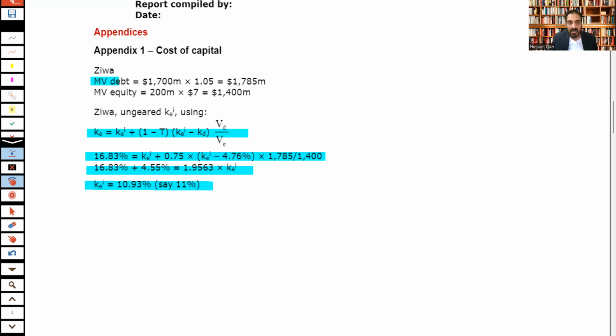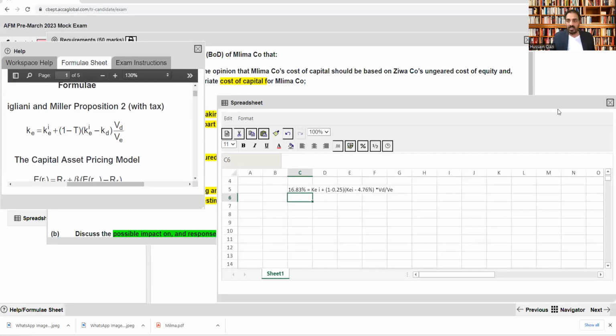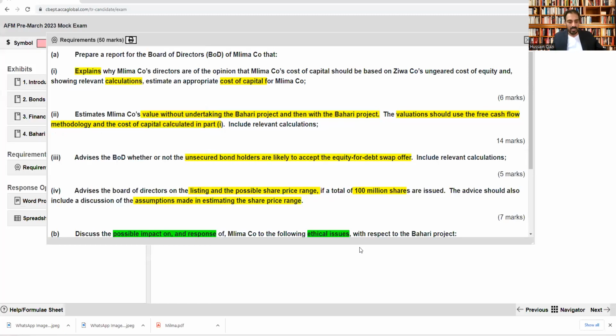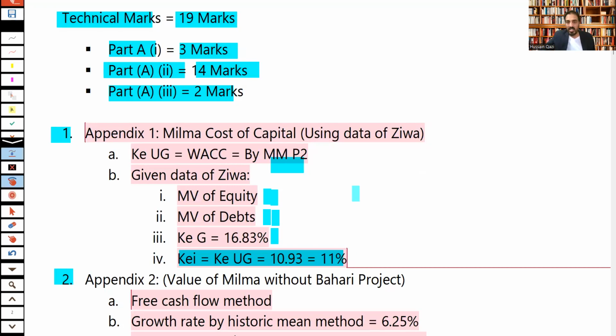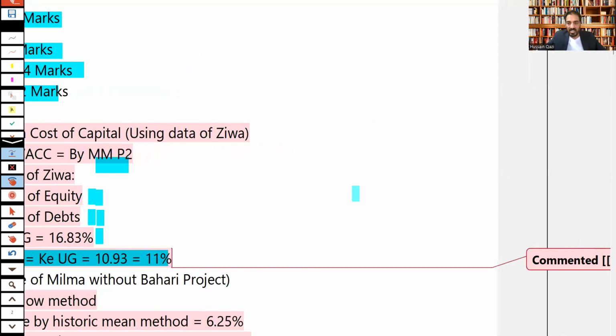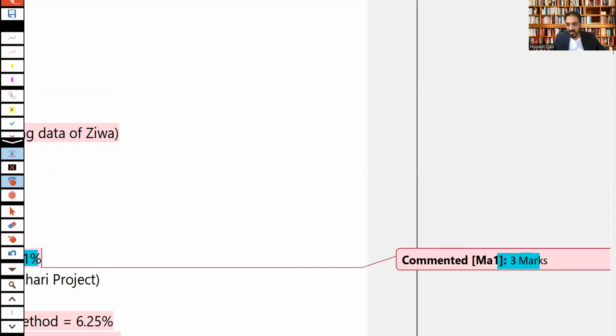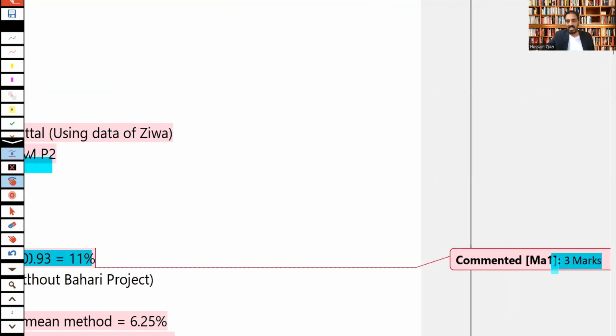Yes, the calculation of market value of debts you can mention; it's good to show the working. Market value of equity is good too, but no need to work it out. No need to mention the tax rate; directly put the tax rate. No need to mention the KE geared 16.83; directly put it. But if you want to show some working, that's good. So this is the first part. Sir, how many marks? That is 3 marks here.